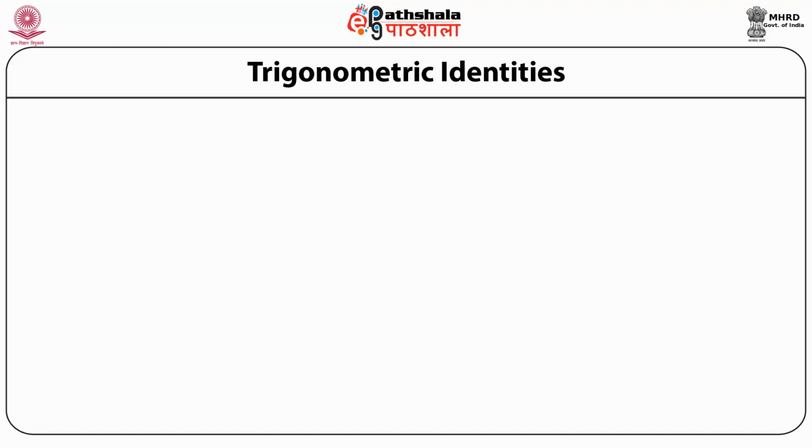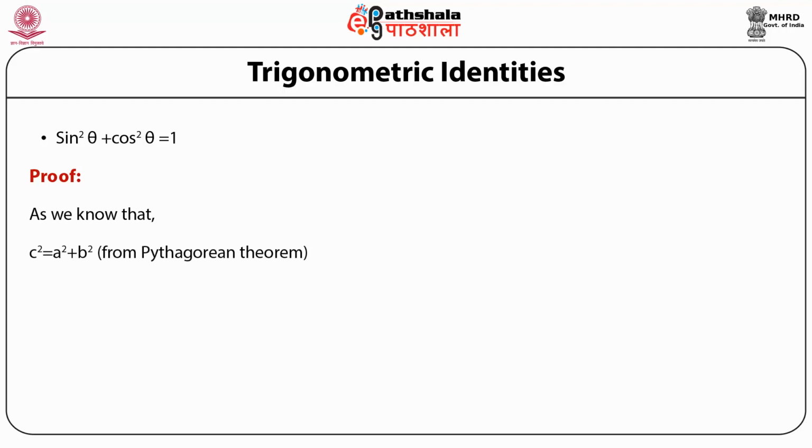Trigonometric identities. The first trigonometric identity is sine squared theta plus cos squared theta is equal to 1. How do we prove that? The proof is as follows. C squared is equal to A squared plus B squared. That is what we know from the Pythagorean theorem.